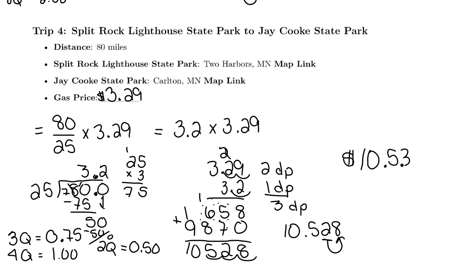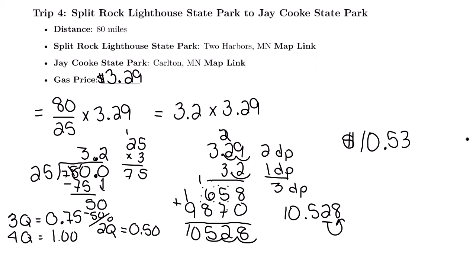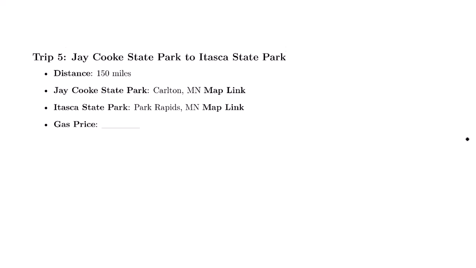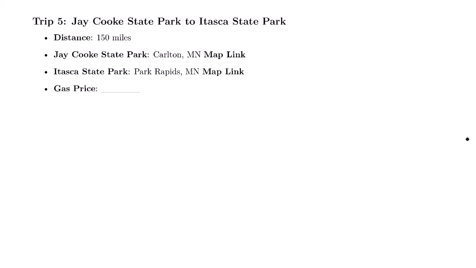Hopefully you did awesome. But guess what? There's one more. We're not done with our little traveling adventure. You're now going to go from Jay Cook State Park, where we are now, to Itasca State Park. So we're making kind of a big loop. Distance is 150 miles. And let's see, what should we put for our price for gas? Let's say it is 378. All right, there we go.